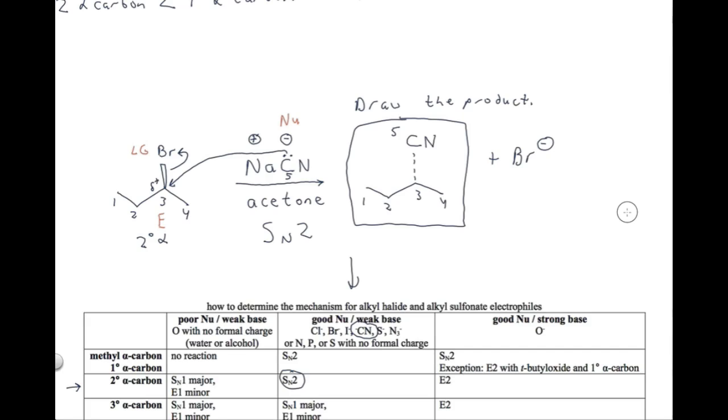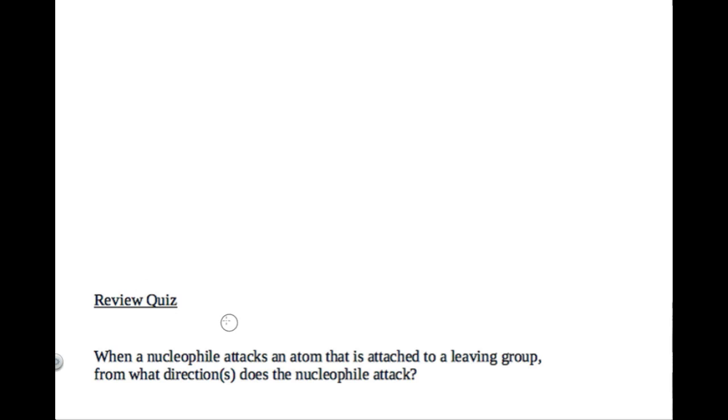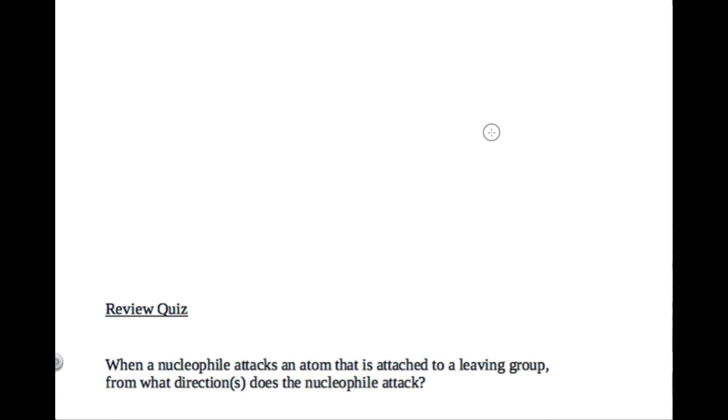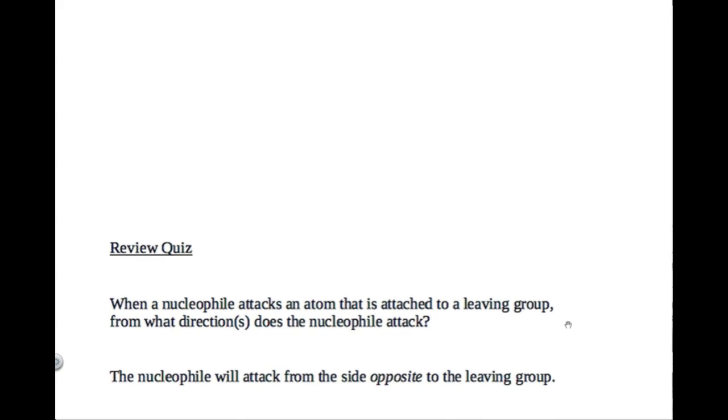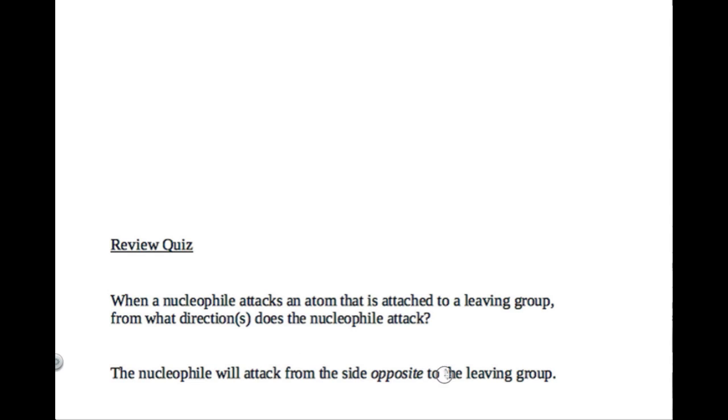Okay, so we've discussed how to handle problems that mention the solvent. We're ready to move on to our next SN2 related topic. Let's try a brief review quiz. First question, please pause the video and answer. When a nucleophile attacks an atom that is attached to a leaving group, from what direction or directions does the nucleophile attack? Here's the answer. The nucleophile will attack from the side opposite to the leaving group.